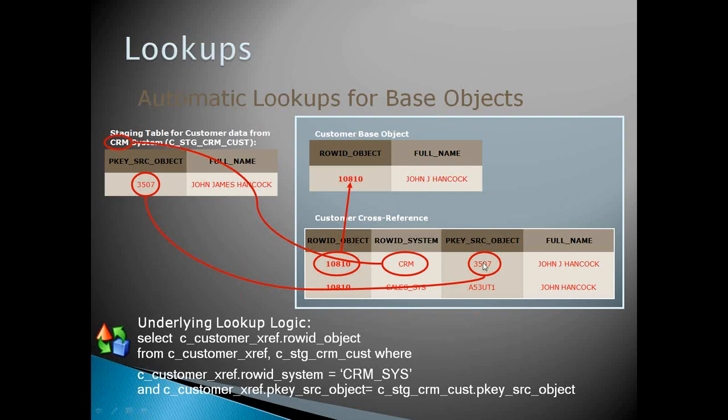Now I am doing an incremental load, and in the incremental load, I am passing again the PK source object as 3507, and this is the full name. Based on this combination, the PK source object and the system name, like the CRM, it will try to identify whether this record from our CRM system exists or not. If it exists in the cross-reference table, it will go and update that. Similarly, if I send from the sales system this number A53UTI, it will update this record. So it is based on only these two columns, the system and the PK source object.